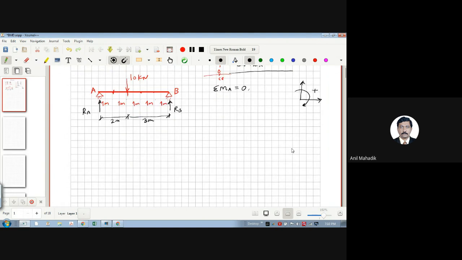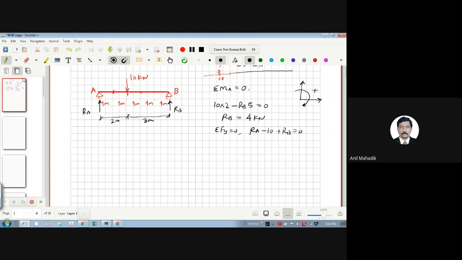Now we are calculating the reactions. So moment about A: 10 into 2, clockwise positive. So 10 into 2 minus RB into 5 will be 0. So what will be RB? 4 kilonewton. And then sigma Fy is equal to 0. So RA minus 10 plus RB is equal to 0.